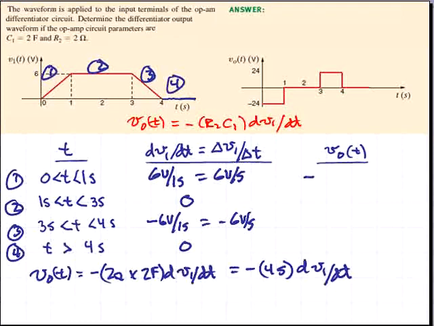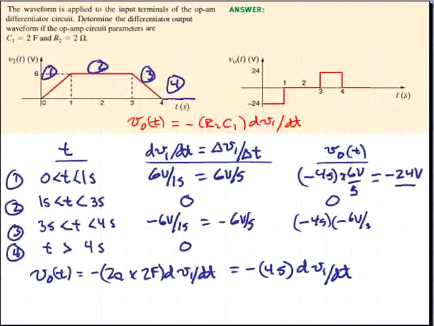We'll have minus 4 seconds times 6 volts per second, which is equal to minus 24 volts. For the second interval, the slope is 0, so the output will be 0. In the third interval, we'll have minus 4 seconds times minus 6 volts per second, which is equal to plus 24 volts for the output. And for time greater than 4 seconds, the output will continue to be 0.